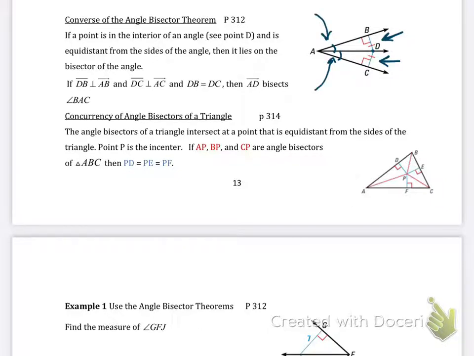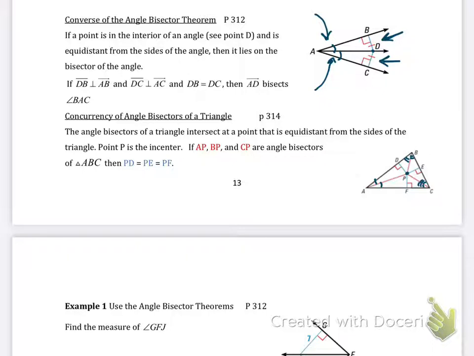Here is the concurrency of all the angle bisectors. Okay, so the angle bisectors are in red. So that means that this angle was bisected into two equal parts. And I'm not going to do the others because it's too small to be able to do it. Well, I guess I could make it bigger. Okay, so this is going to be equal to this, and then this is going to be equal to this. Okay? Here is your in-center.